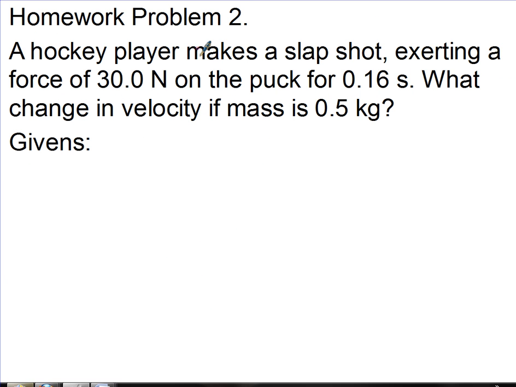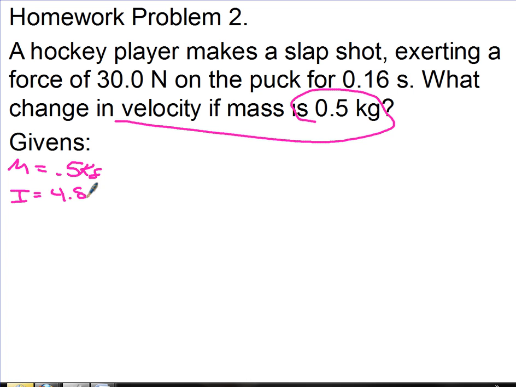Now let's continue on with part B of this one. We have the same situation. We want to know what would be its change in velocity if we had a mass of 0.5 kilograms. So let's see, my givens, now I know the mass is 0.5 kilograms. And I have the impulse from before is 4.8 newton seconds. My unknown is change in velocity. The equation I'm going to use is impulse is equal to change in momentum, which is m delta v.